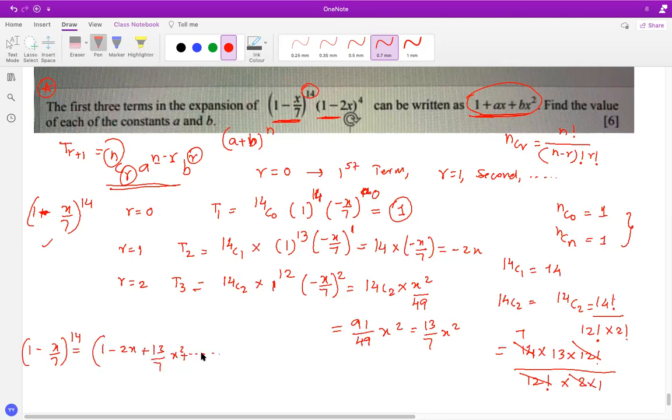Make sure you do not forget this, because it has got in total 15 terms. So if you just forget to do this, you get 0 marks for not writing this part.